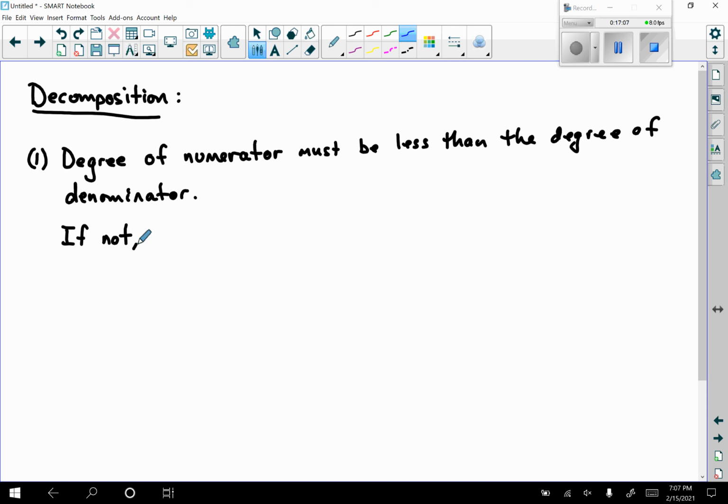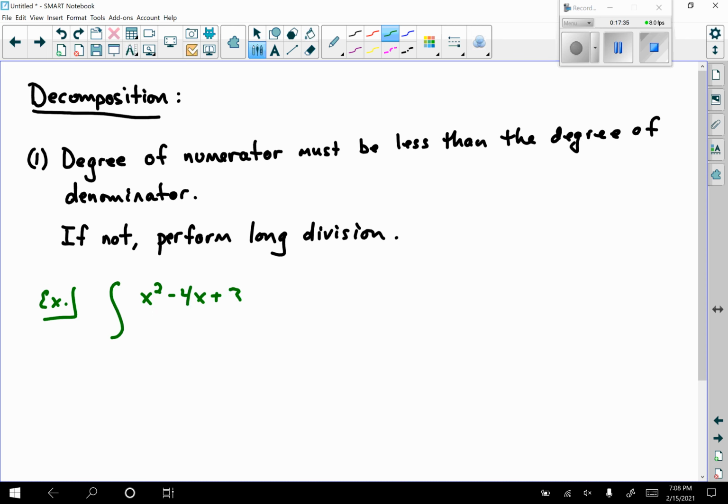remember back in Algebra 2 or maybe a college algebra class, you had to go through long division, polynomial division, which turned into synthetic division as a shortcut. This is where we use it. So we perform long division. So we'll go through an example of this. So let's say we want to evaluate the integral of x squared minus 4x plus 3 over x minus 2 dx.